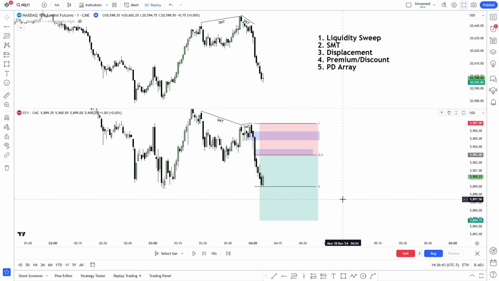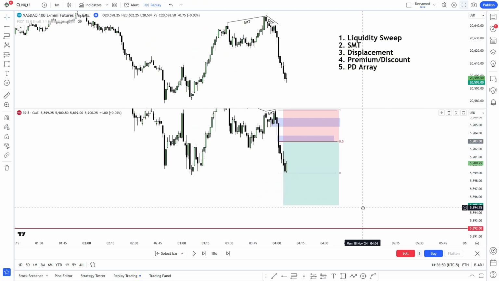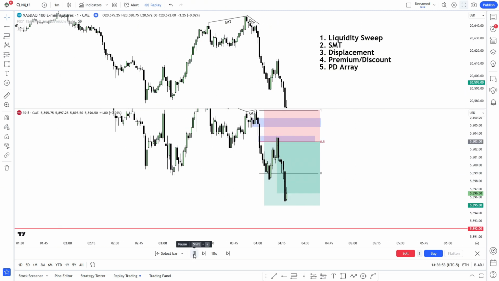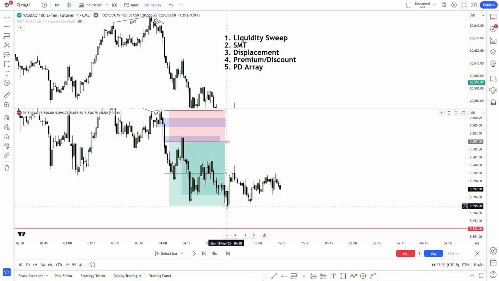Okay guys, so now I'll enter my trade right there and I'll be looking to target a nice 1 to 2 risk reward. So now if I play price out, get filled there, and we lagged a bit, but in the end we hit take profit right there.